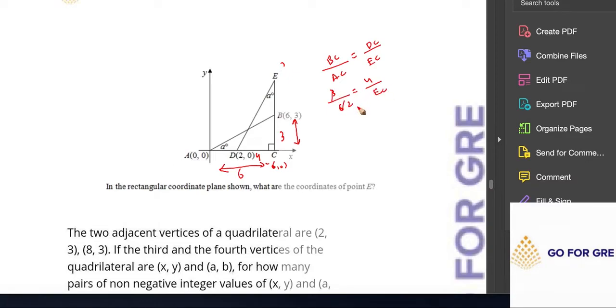So 3, 2. So EC is equal to 8. So it means this total height is 8. So the point will be 6, 8.